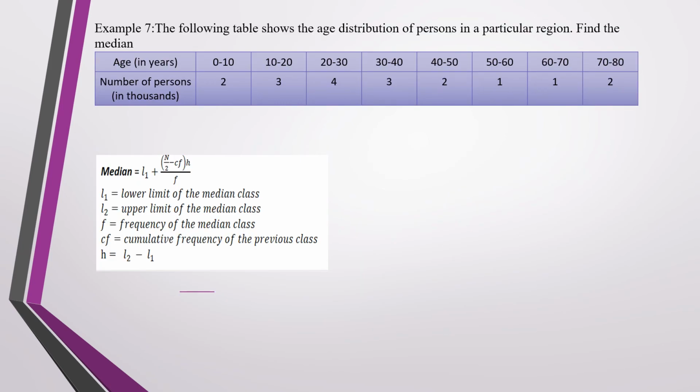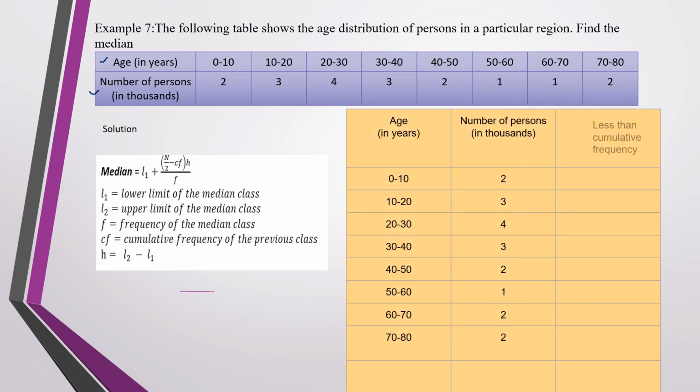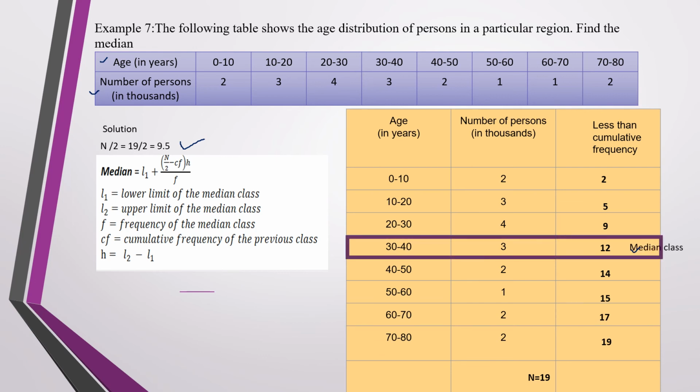Now we know the formula of the median. The following table shows the age distribution. For this age distribution, age is given and the number of persons is given. So for this we will calculate. Our first step is to calculate the less than cumulative frequency: 2, 2 plus 3 is 5, 5 plus 4 is 9, 9 plus 3 is 12, 12 plus 2 is 14, plus 1 is 15, 17, 19. N is 19. Calculate n by 2, which we got as 9.5. Now see here, more than 9.5 is 12. So this acts as your median class.